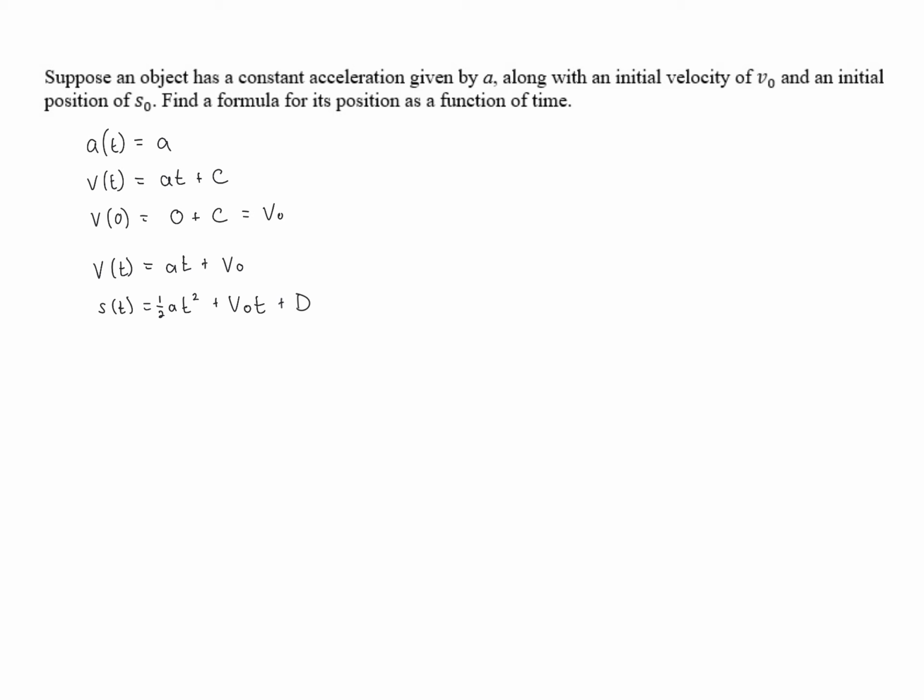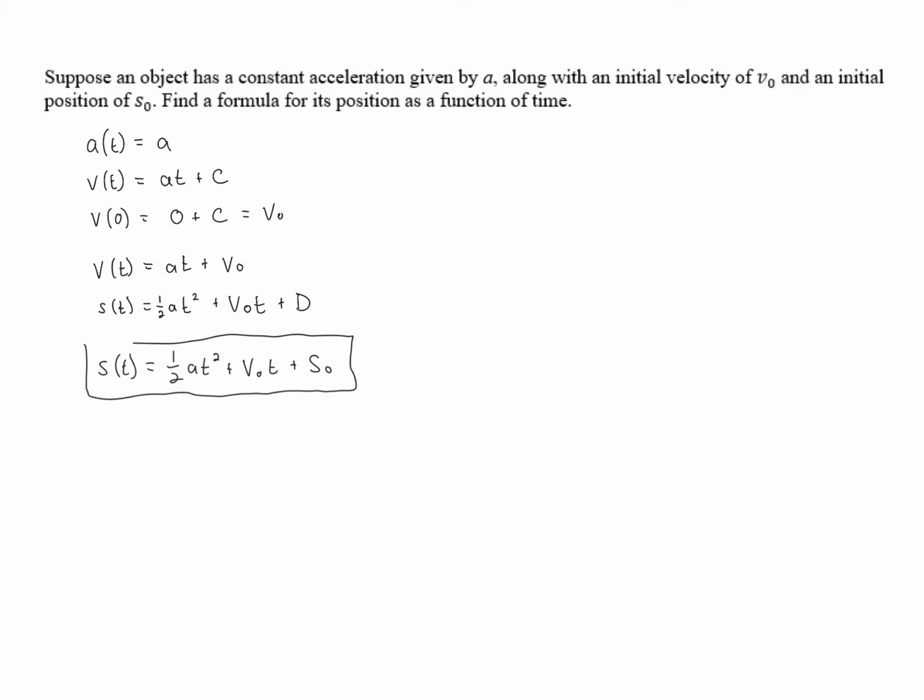But we're told that the initial position is s naught. And if we were to look at this position function when t is 0, these first two terms would go away and we're left with d. And since the initial position is s naught and the position when t is 0 is d, that means that those two are the same. And so we end up having 1/2 a t squared plus v naught t plus s naught. And this is our final answer.